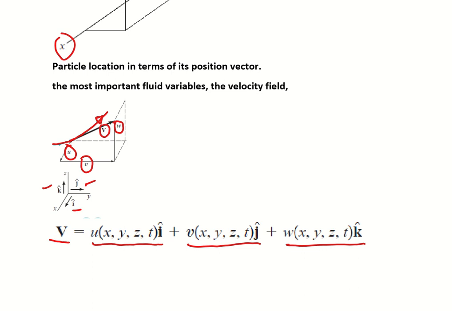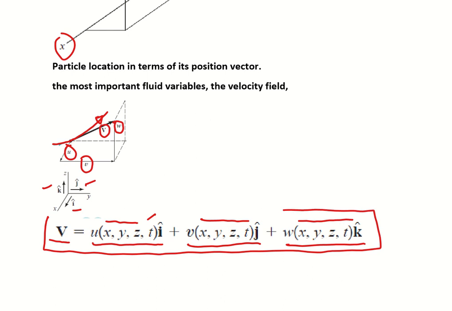where u is a velocity in x direction, but it is a function of x, y, z, meaning it varies from point to point, and it is a function of time also. Similarly, this v is a function of x, y, z and time. Similarly, this w, which is the velocity in z direction, but in the flow field it is varying, and it is a function of x, y, z and t. So this velocity field can be represented by this equation.